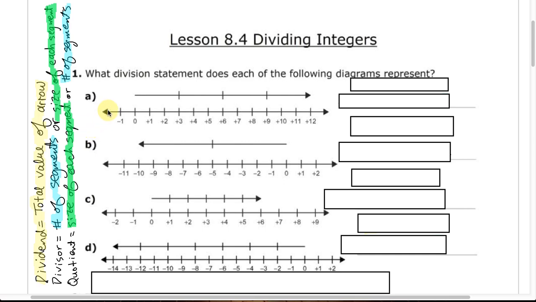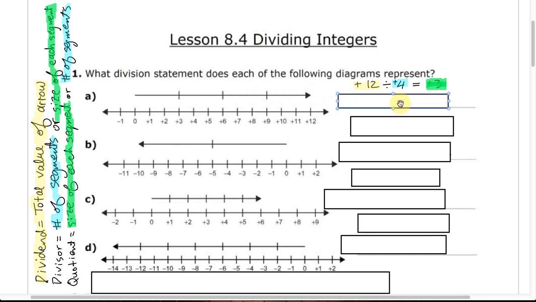So looking at the first example here, here is the division statement that this diagram represents. It could be positive 12 as the dividend, that's the total value of the arrow, and we're dividing it into 4 segments. And so the answer, the quotient, is the size of each segment, which is positive 3. Positive 3, positive 3, positive 3, positive 3.